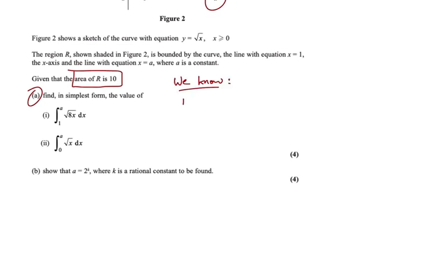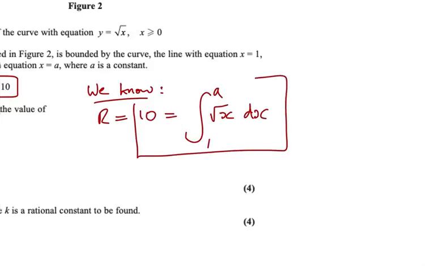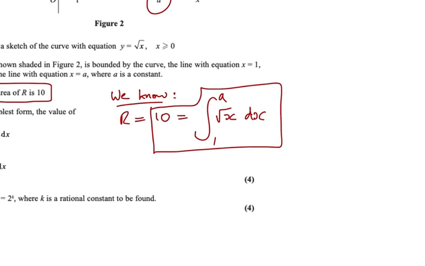Okay, now, we know that R, which equals 10, equals the integral. Remember, the integral gives us the area between 2 limits, so between a and 1 of root of x dx. So we know that that equals that. Great.